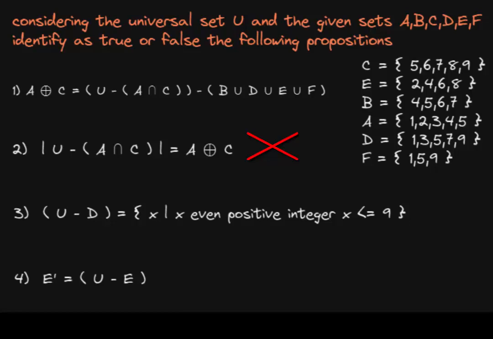On the third proposition, we have everything in the universe not in D on the left. They are the even numbers from 1 to 9. Exactly the right side definition. So this is true. Finally, we have everything in the universe not in E and the E set complement. This is also true.